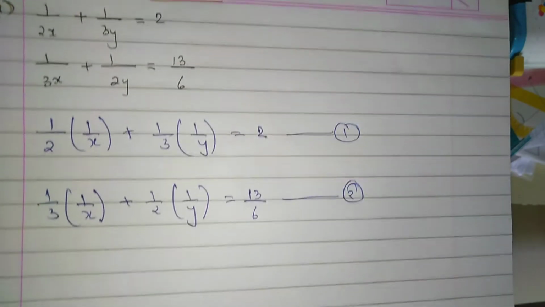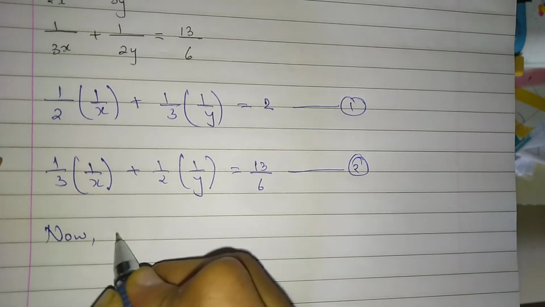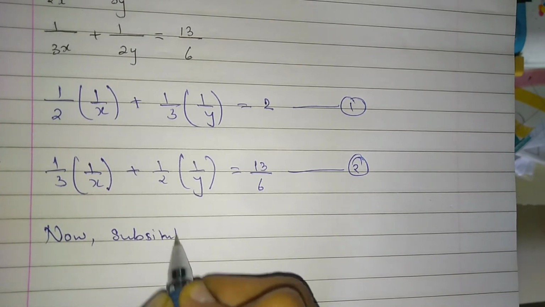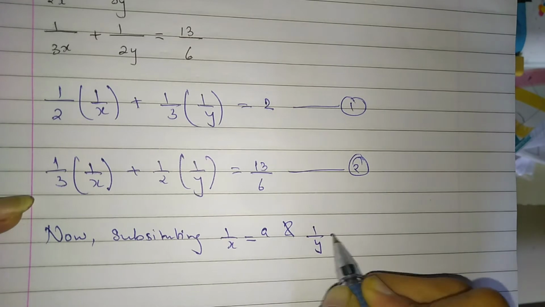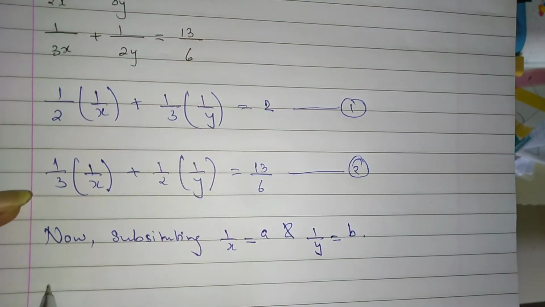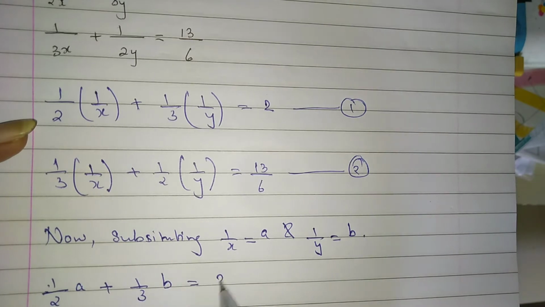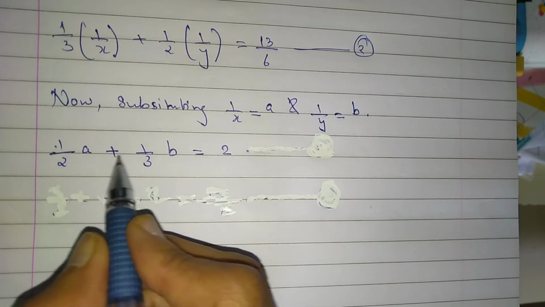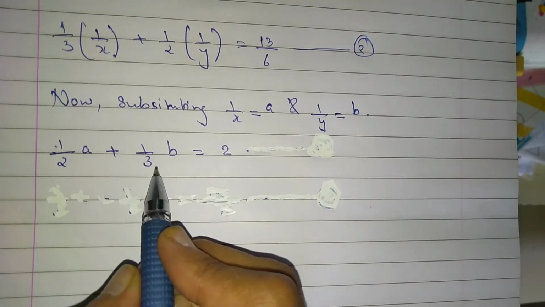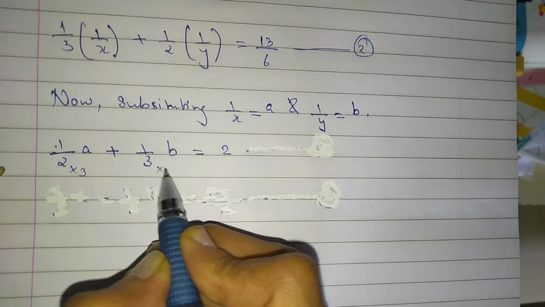Now what we will do, suppose, substituting 1 upon x equal to a and 1 upon y equal to b. So we get 1 upon 2 into a plus 1 upon 3 b equal to 2. Let us solve this equation: 1 upon 2 a plus 1 upon 3 b equal to 2. Take the LCM. LCM is 6, so 2 into 3 and 3 into 2.